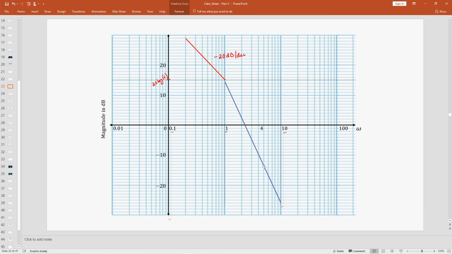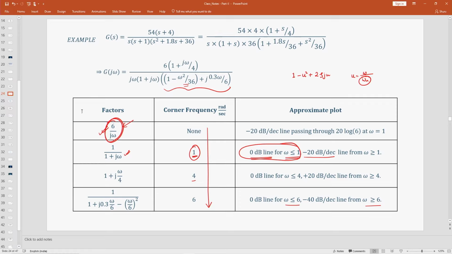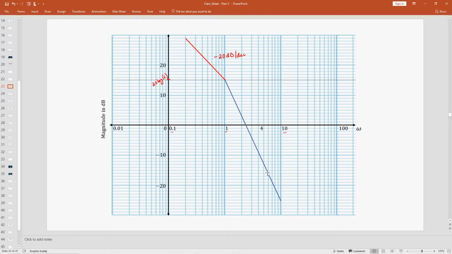Now, we will try to draw this. From here it will start. Now, up to what point will it go? After this we had the second factor at 4. So, at 4 there is a plus 20 dB again. So, this will go up to 4. Again, remember you cannot change the slope. I am hoping I have not changed the slope in this process. So, this is the line that you have.